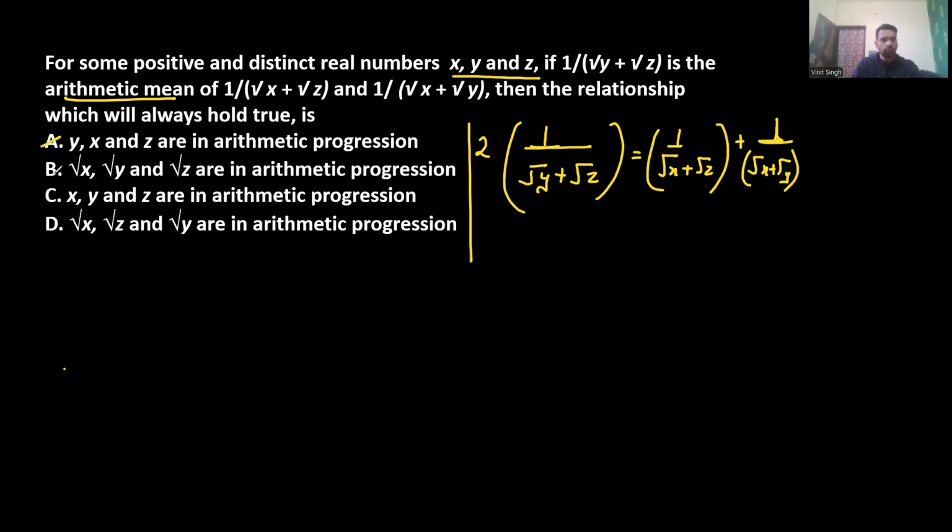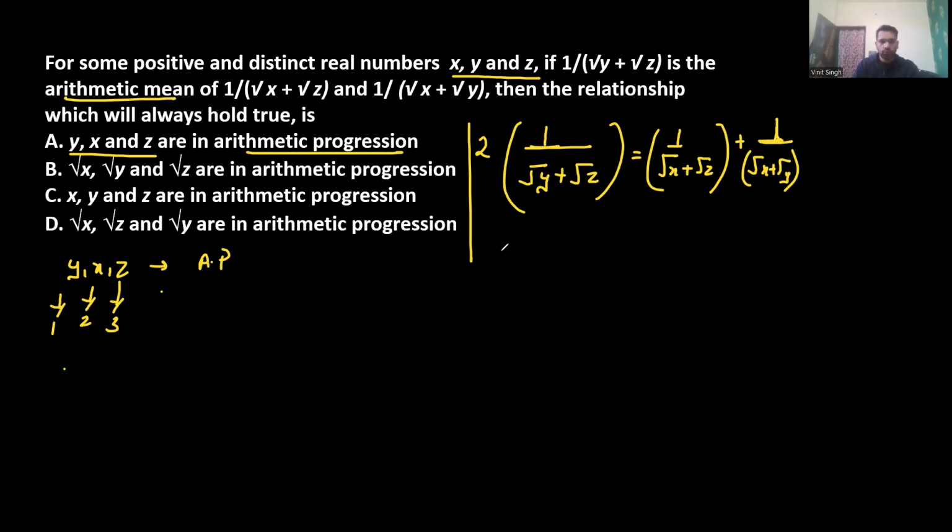When we apply these four options in this equation, we see which of the following options will be the right one. First of all, we will put the values of x, y, z in the way given in the option. So the first option is y, x, z are in AP. So we will put y as 1, x as 2, and z as 3, and put these three values in this equation. If the equation is correct, then option A will be the right one.